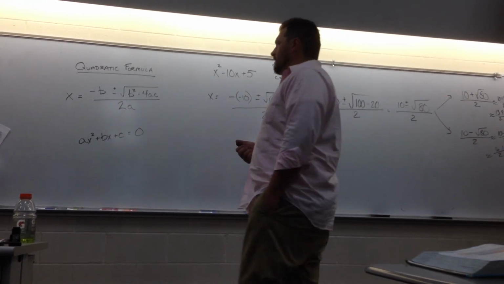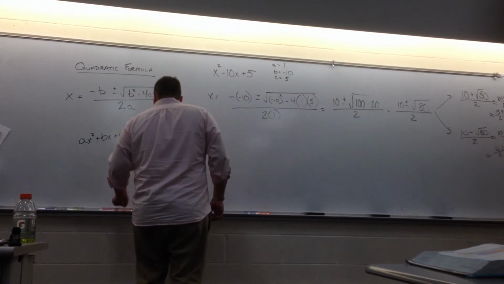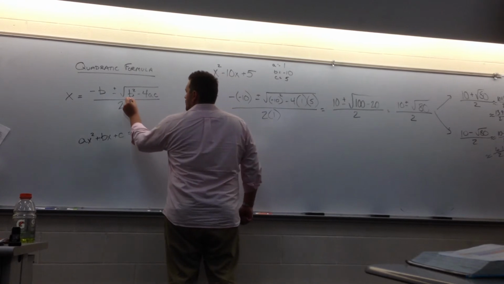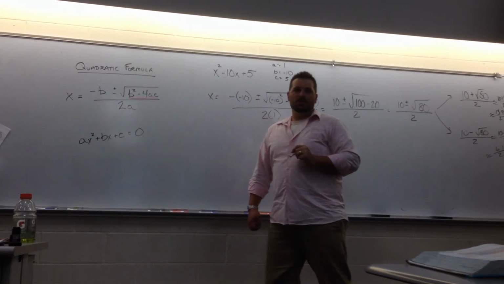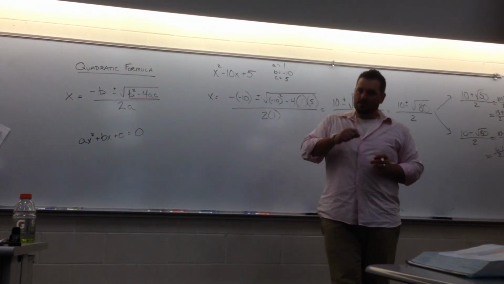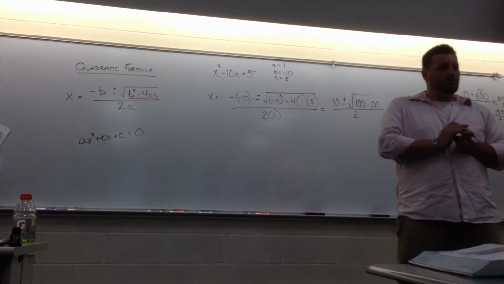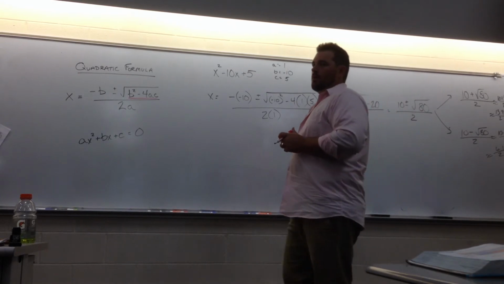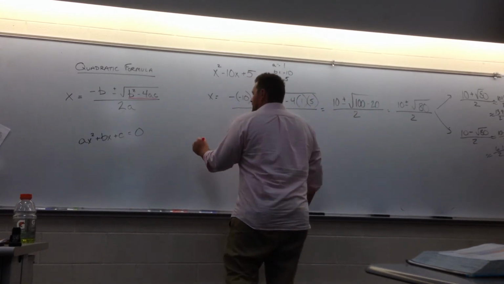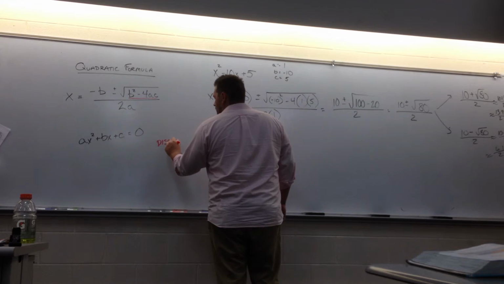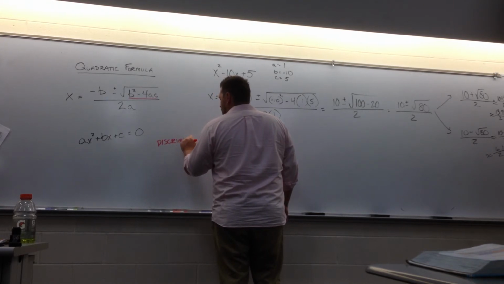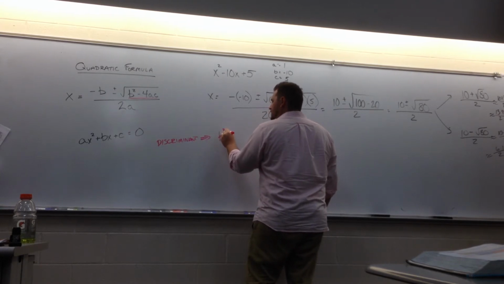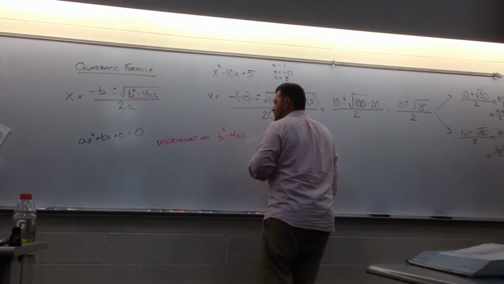Okay? Now, if we look at the quadratic formula, and we look at a particular piece, namely that piece right there, the stuff that's underneath the square root sign, the radical sign, okay? That's called the discriminant. Okay? And it's what's underneath there. So b squared minus 4ac.